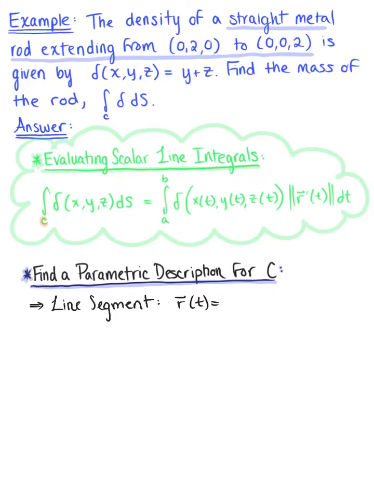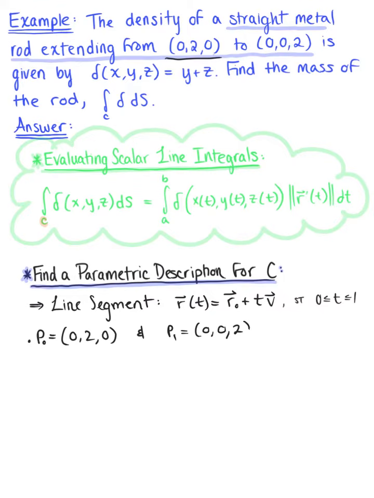So we have our vector r of t equal to the position vector r naught plus t times vector v, our parallel vector. This rod starts at the ordered triplet (0, 2, 0), so that's going to be our initial point. We'll let p naught be equal to (0, 2, 0), and we'll let our second point be p sub 1, (0, 0, 2). Our position vector, r naught, is the vector that starts at the origin and ends at the initial point p naught. So we can define this vector as the vector with components 0, 2, 0.